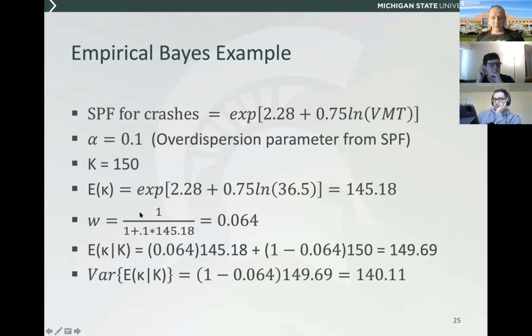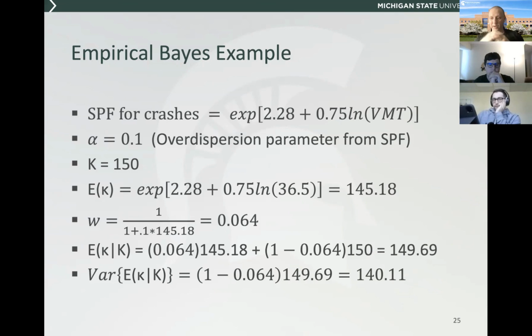We're calculating our weighting factor here. That alpha of 0.1 is multiplied by that expected count from the SPF, and so we're applying a weight factor of only 0.064 in this case. Generally speaking, that's relatively small, and part of the reason, in large part, is that this is a fairly large number of crashes, 145.18. If you think about this in concept, we're looking at crashes across an entire district. We would expect to see less regression to the mean than if we looked at crashes at just an individual site. If you just think about the magnitude, you're probably not going to see very heavy regression to the mean district-wide.